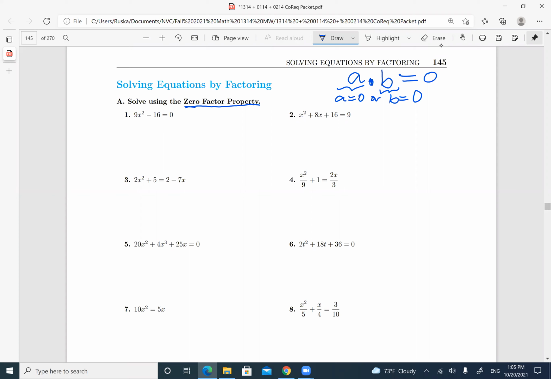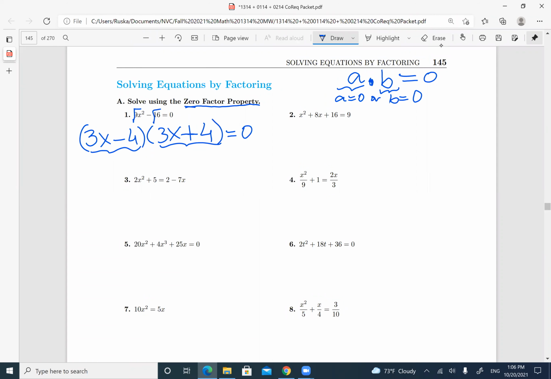Number 1, we have 9x squared minus 16. We have two terms. They don't have anything in common. And we're going to do the difference of squares, right? Square root of both of those. So it's 3x minus 4 and 3x plus 4. This is how you factor it, equals 0. And then when you solve, you set each of the factors equal to 0.